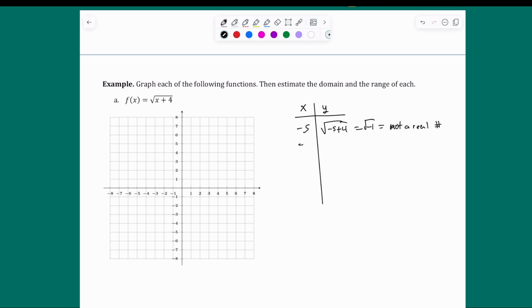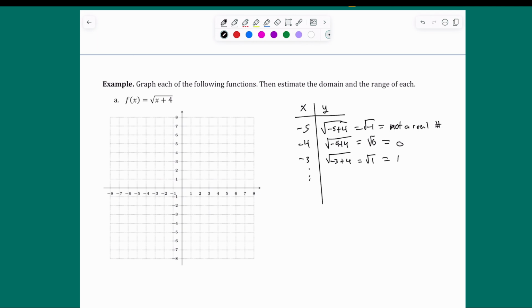Okay, so if I plugged in negative 4, I would get the square root of negative 4 plus 4, which gives me the square root of 0, which is 0. So we got a little pair there. If I plugged in, say, negative 3, the square root of negative 3 plus 4, we get the square root of 1, which is 1. So you can keep on doing this and get some values.